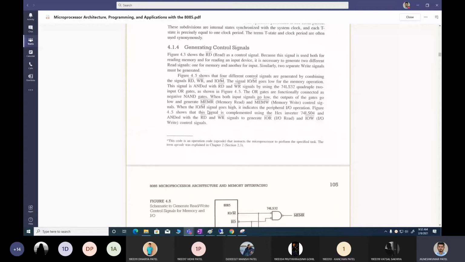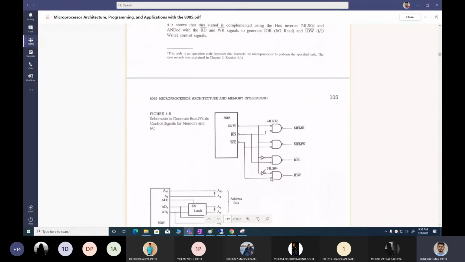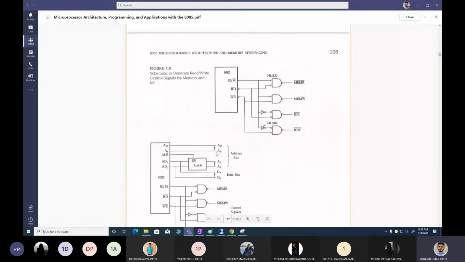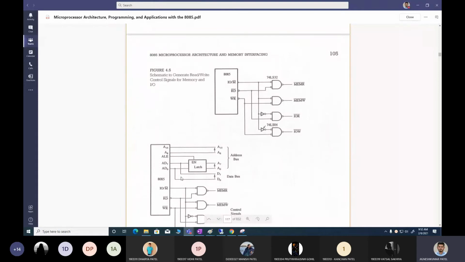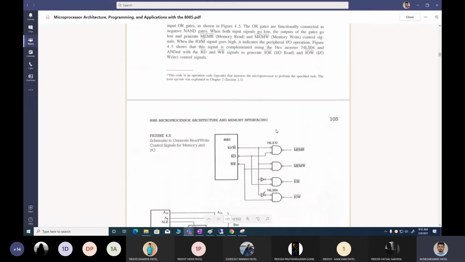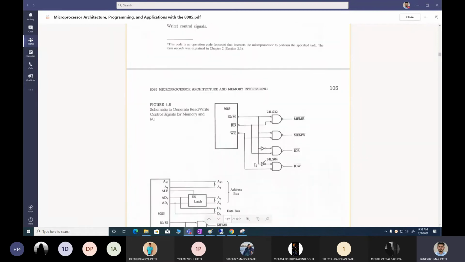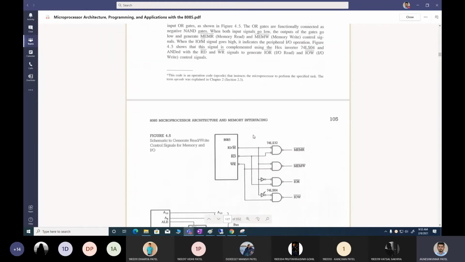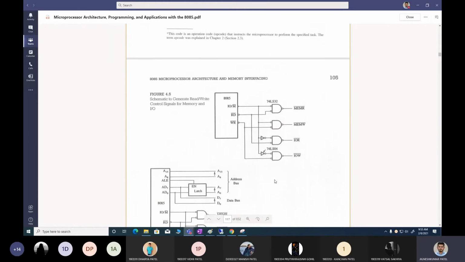So this is how you can generate your control signal. This is the figure that you have to remember. You don't need to memorize every detail of this figure, but it is important. This question can be asked: how to generate memory read, memory write, input read, and input write signals using IO/M bar, RD bar, and WR bar. This can be a question for 1 or 2 marks where you have to draw this figure and explain a little bit about the things.